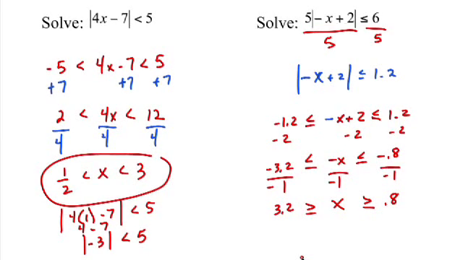Notice that if you didn't flip the sign, the numbers you have there wouldn't make sense. You'd basically be saying x is greater than 3.2 and less than 0.8, and there are no numbers that are both bigger than 3.2 while at the same time being smaller than 0.8. Once you flip the signs, it now makes sense. This says we're looking for numbers that are larger than 0.8 but smaller than 3.2.